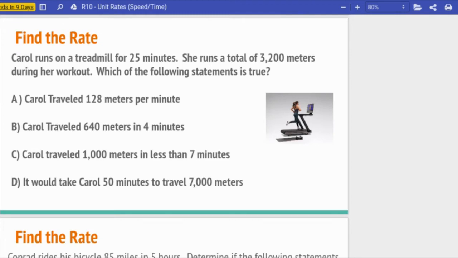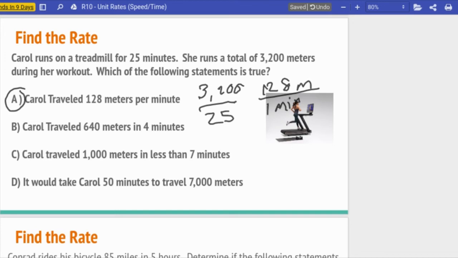Well, that's a unit rate, so it looks like I would need to find out what that is to know if that statement is true. So 3,200 meters in 25 minutes is 3,200 divided by 25, which is 128. So 128 meters in 1 minute. So that statement is true. She traveled 128 meters per minute.